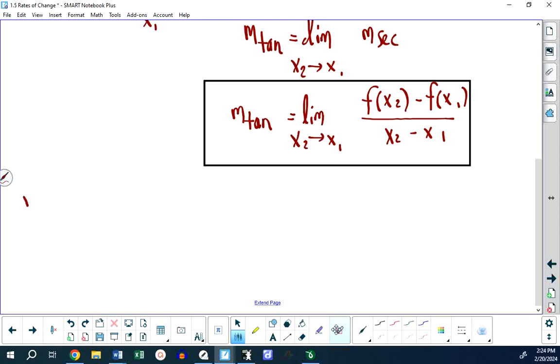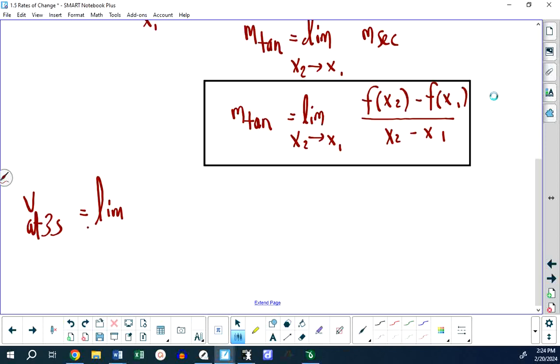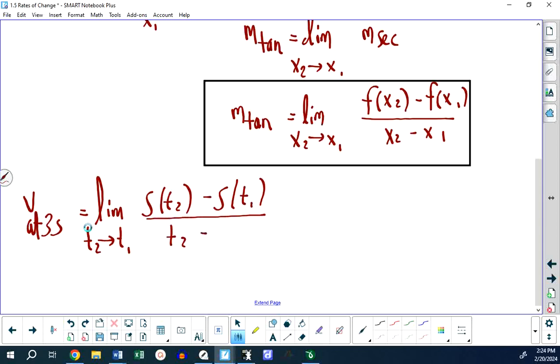It tells us that the velocity at 3 seconds is equal to the limit as x2 approaches x1. Well, I better be more specific here. T2 approaches T1 of S of T2 minus S of T1 over T2 minus T1. And T1 is going to be 3.